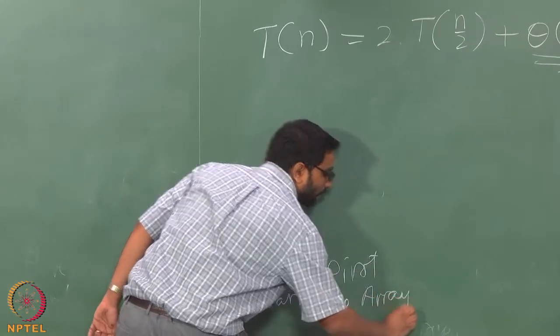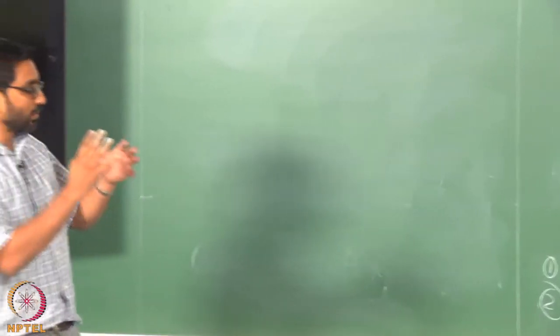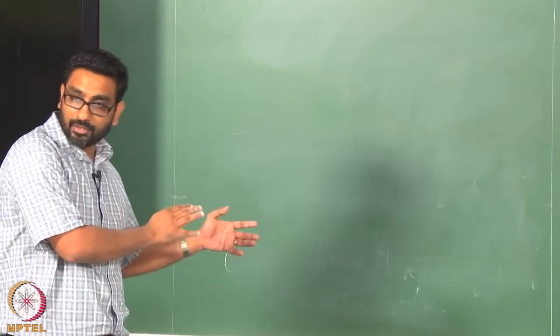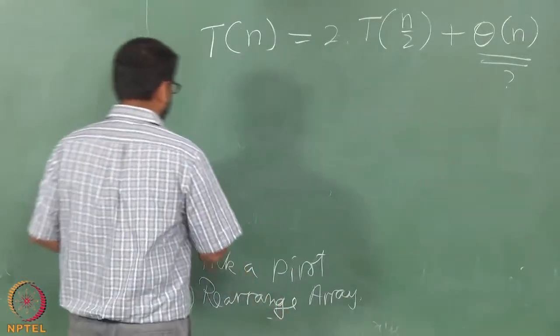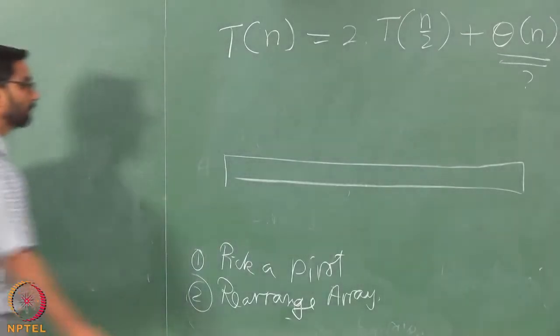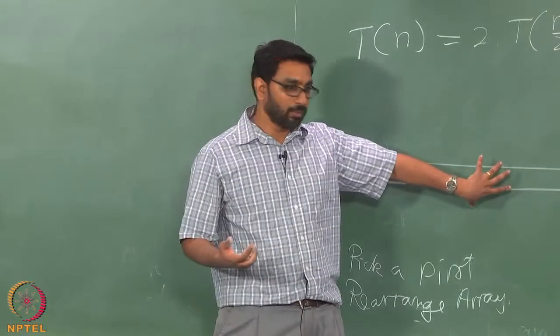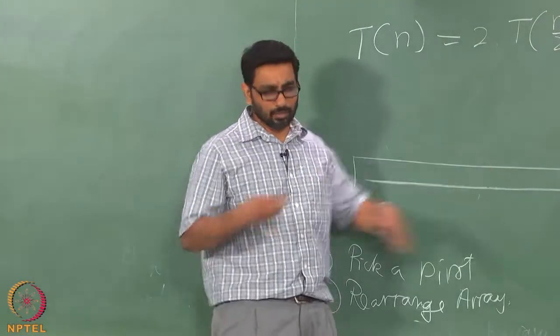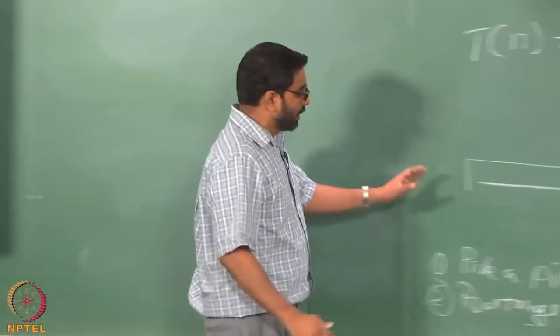Array, and if you recall, we rearrange the array so that the elements smaller than the pivot are to the left, elements that are larger than the pivot are to the right. So how will that happen? Once you have the array, what you have to do is put all the elements that are smaller than the pivot first into the array. Well, this is one way to do it.